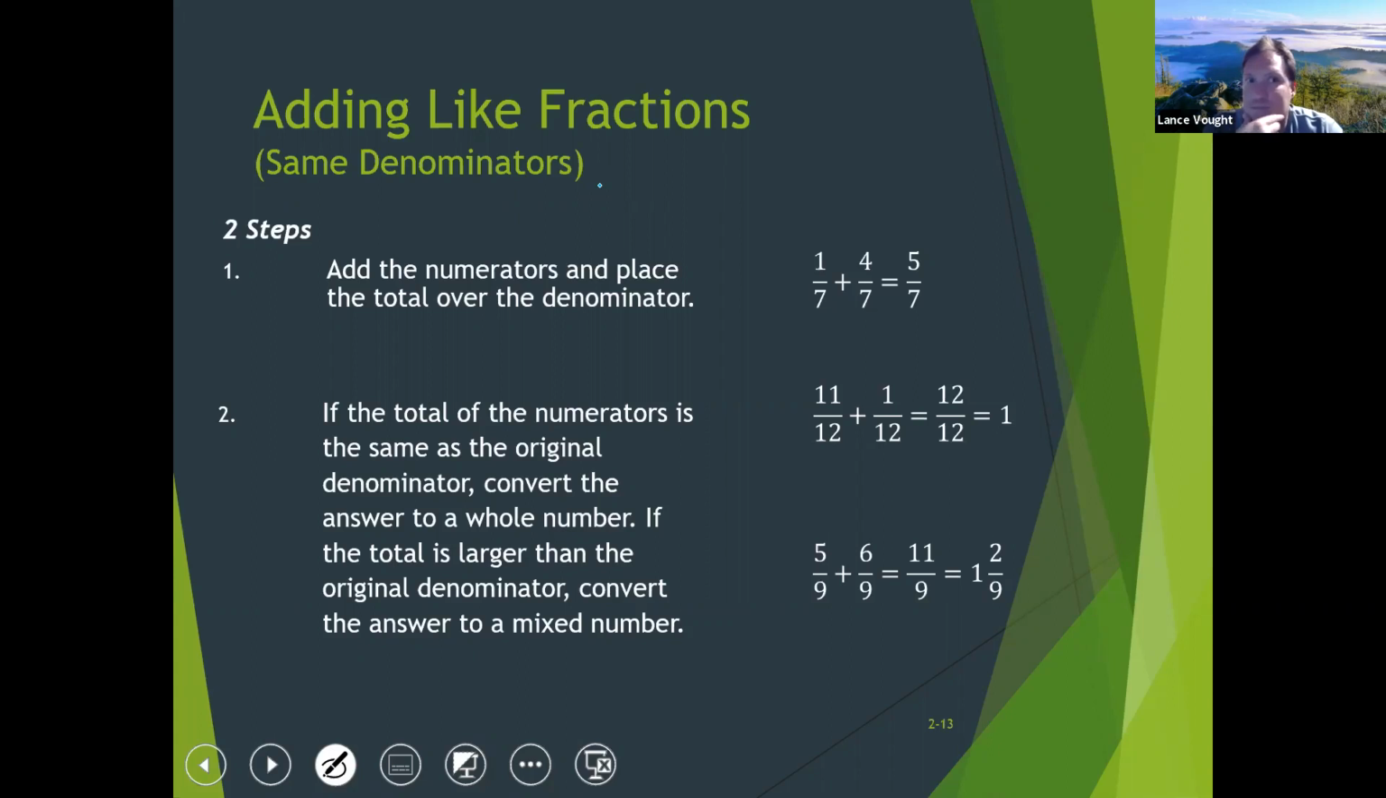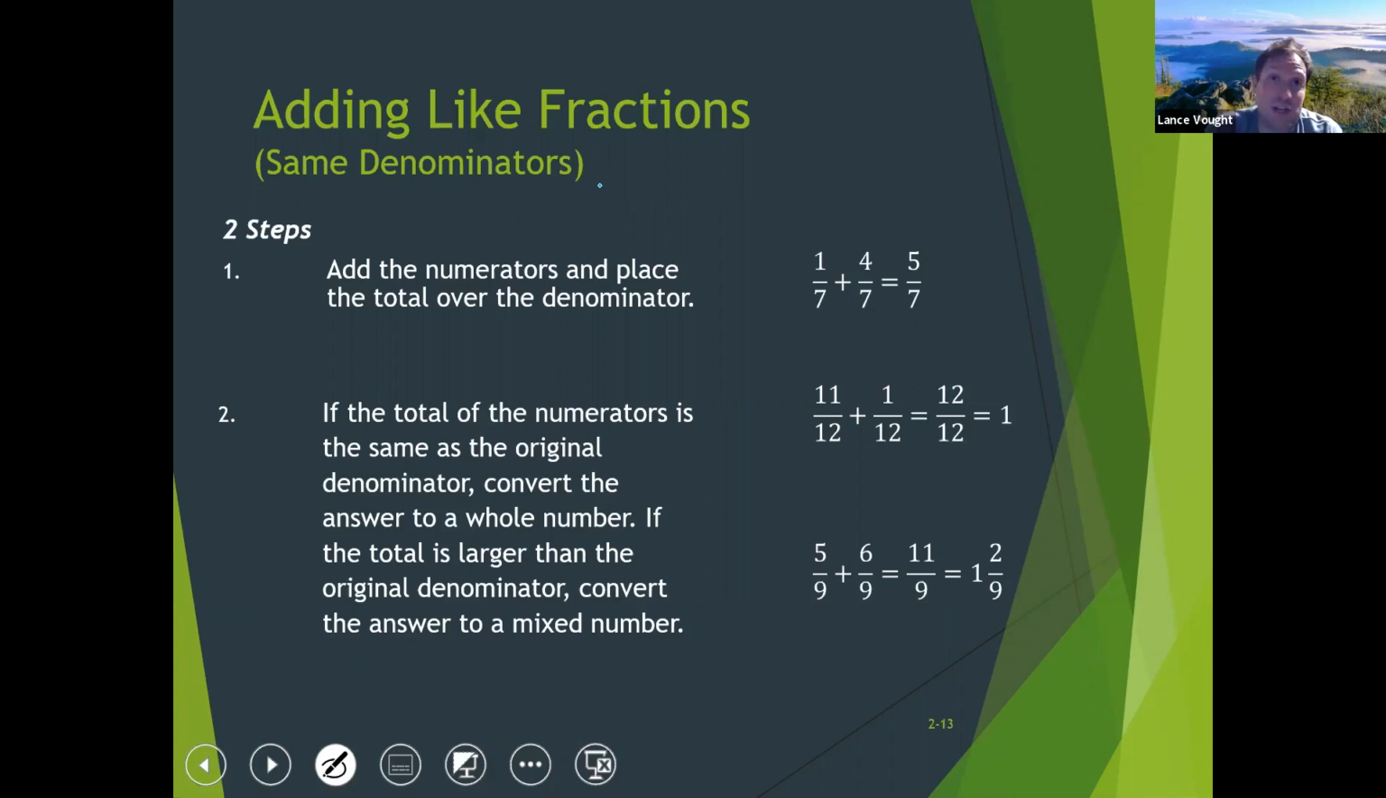So adding fractions is very simple so long as the denominator is the same. If the denominator is the same, all you've got to do is add the tops together. So 1/7 plus 4/7 is just 1 plus 4 over the 7. It's not 5 over 14. It's not anything crazy. The denominator does not change when you add. The denominator does not change when you subtract.